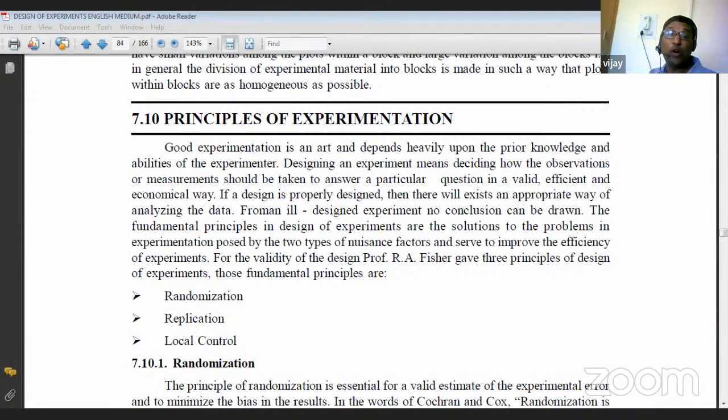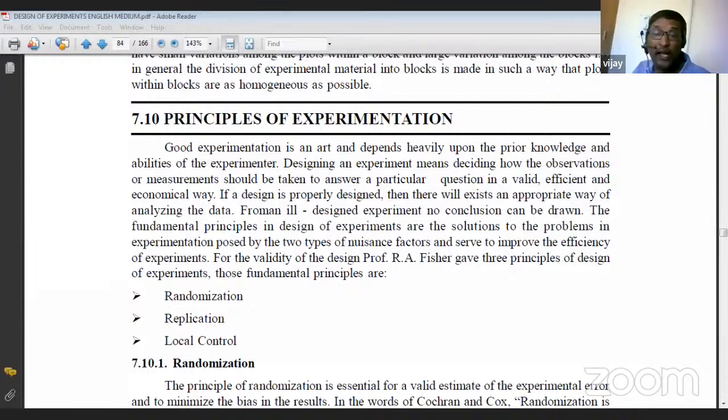So good experience in art depends heavily upon the prior knowledge and abilities of the experimenter. Designing the experiment means deciding how the observations or measurements should be taken on a particular question in a valid, efficient and economical way. If an experiment is properly designed, then there will exist an appropriate way of analyzing the error. Without a proper design of experiment, no conclusion can be drawn. So the fundamental principles in design of experiments are all the solutions to the problems in experiments, proposed to improve the efficiency of the experiment.